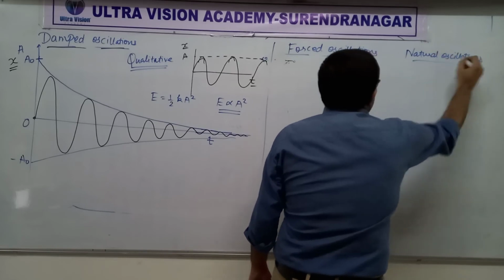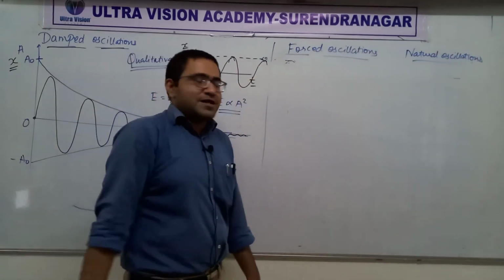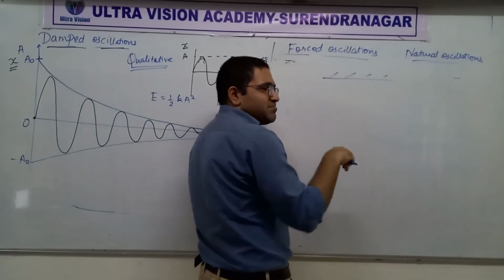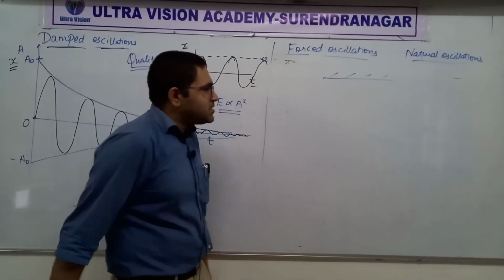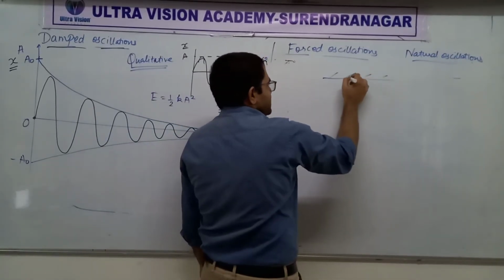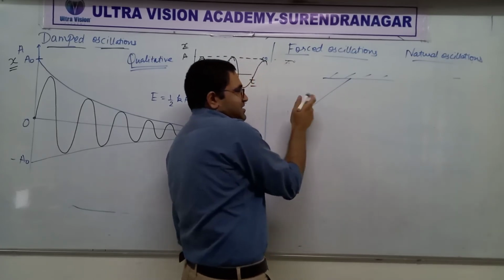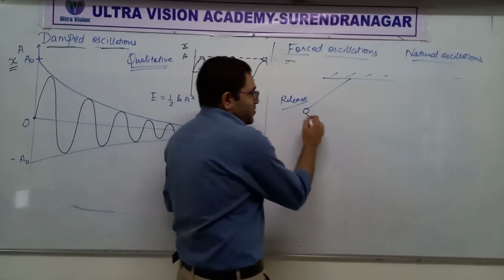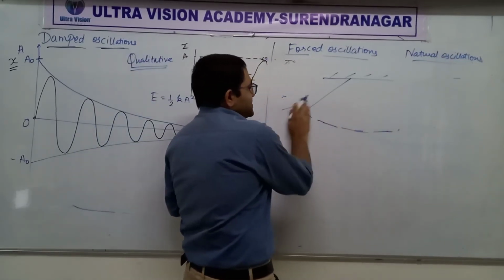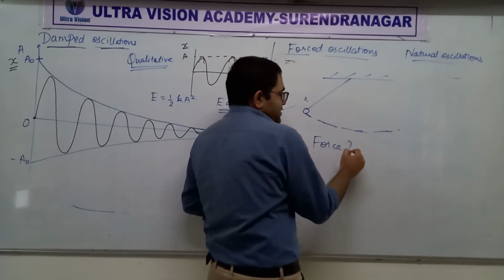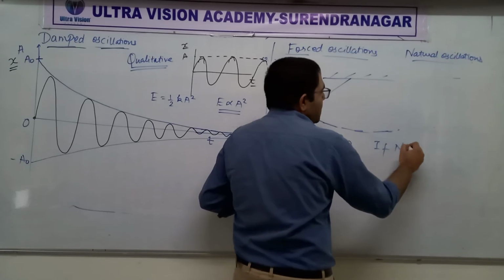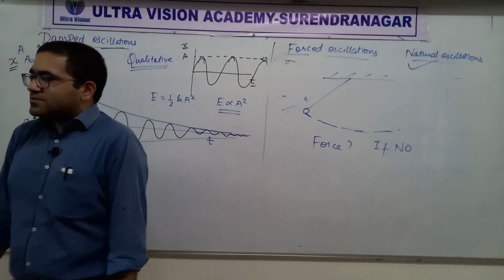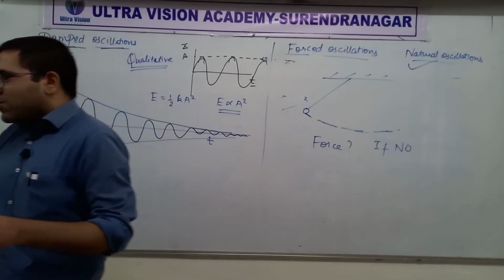So what are natural oscillations? Suppose you take a swing or a pendulum, anything which oscillates. Maybe a spring mass system also, no problem. Let's say you drag it like this and you release it. Once it goes out of your hand, it will start oscillating. While it is oscillating, are you applying force on it? If no, then it is called natural oscillations. Did you understand? You release it and you let it oscillate.